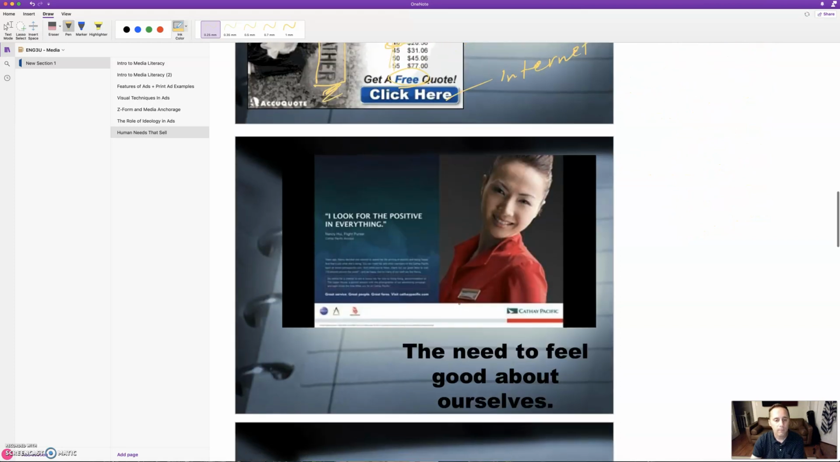Okay, next one, Cathay Pacific. I look for the positive in everything. And this says the need to feel good about ourselves.